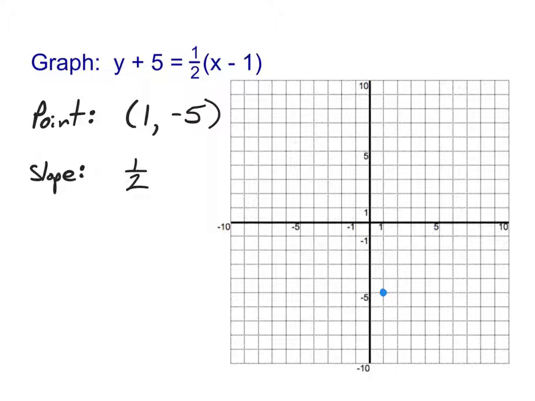so the top number is how far we go up, the bottom number is how far we go over. So up 1 over 2, all the way out, or at least out far enough where you can break out your straight edge and draw the nice straight line that goes through them. And then you're done with that one.